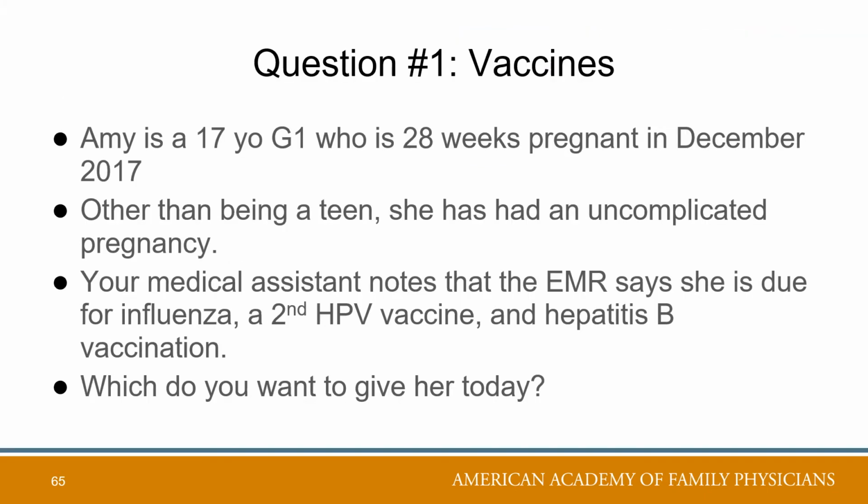So we're going to talk about a case of a woman who is a 17-year-old G1. She's 28 weeks pregnant, and essentially, other than being a teen, she had an uncomplicated pregnancy. Your medical assistant notes that the EMR says she's due for influenza, a second HPV, and hepatitis B vaccine. What would you like to give her today?